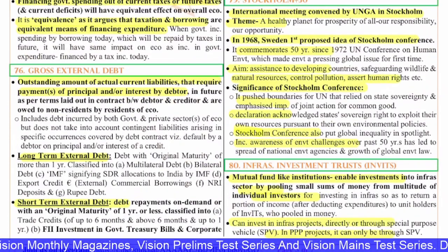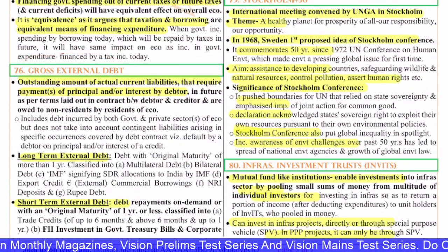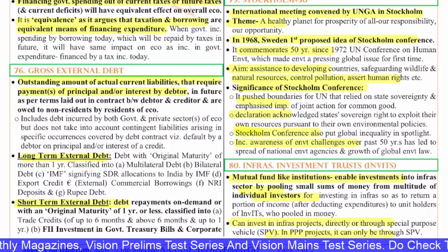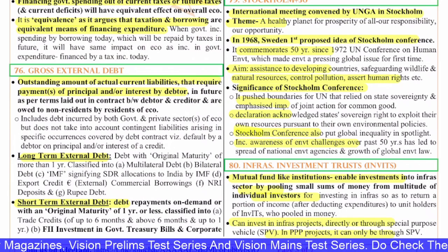Next, the 76th question is on gross external debt. There are two kinds of debts, internal debt and external debt. External debt is the money taken from the outside. Outside means outside the country.